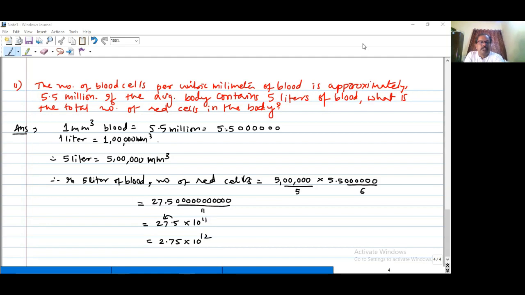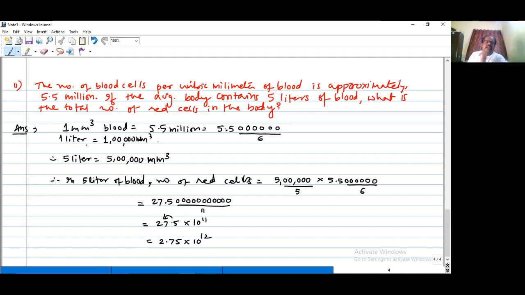So as we know that 1 millimeter cube of blood has 5.5 million red cells, right? Means again we need to express it in zeros. So 5.5 million, as we know, million will have how many zeros? There are 6 zeros. So we put 6 zeros after 5.5. Here you can see how many zeros we have. There are 6 zeros, right?